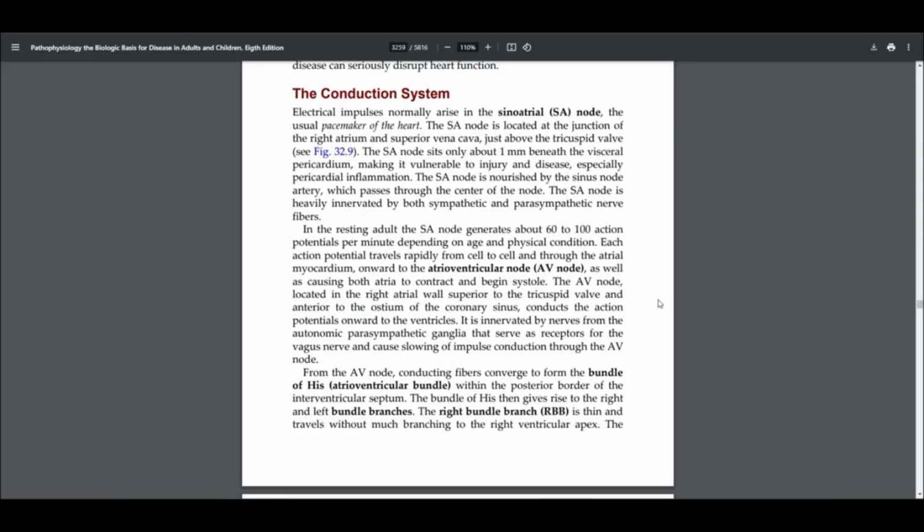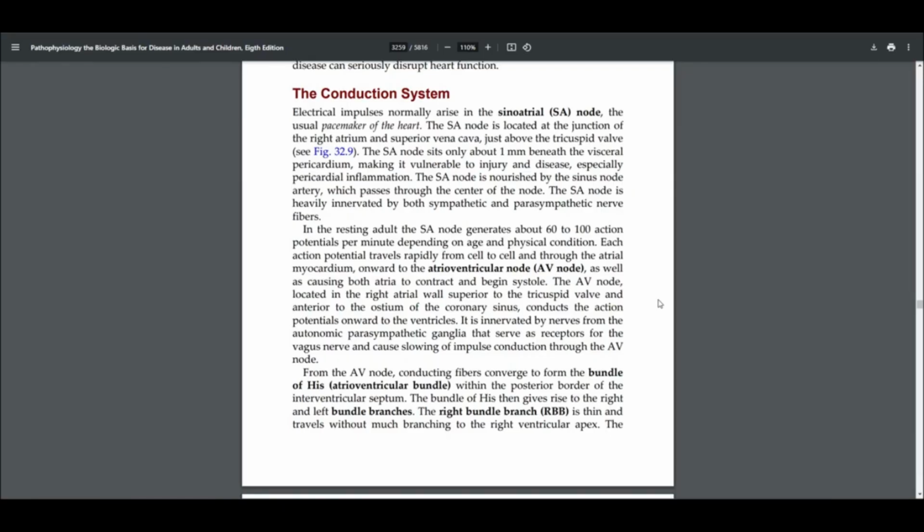In the resting adult, the SA node generates about 60 to 100 action potentials per minute, depending on the age and physical condition. Each action potential travels rapidly from cell to cell and through the atrial myocardium, onward to the atrioventricular node, or AV node, as well as causing both atria to contract and begin systole.